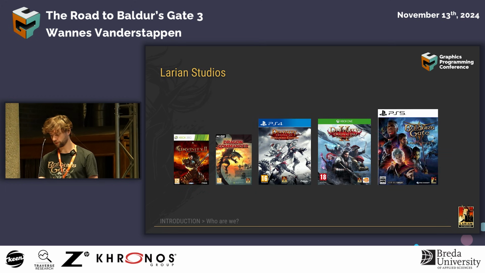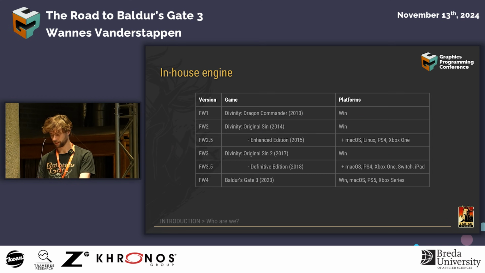These are some of the games that we made. So we are known for the Divinity series, with the latest Divinity game being Original Sin 2. And of course, we also released Baldur's Gate last year. So with all these, well, this engine has seen several iterations. The first one was used for Dragon Commander, and the last one for Baldur's Gate 3. And on the right, you can see all the platforms that these games are released on.